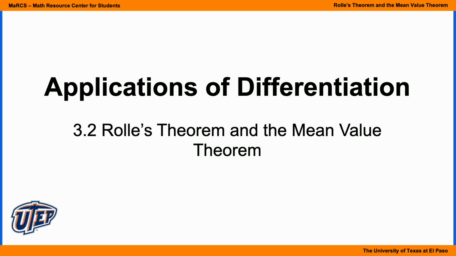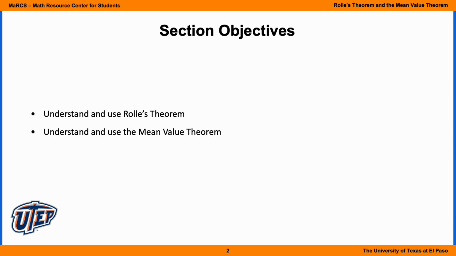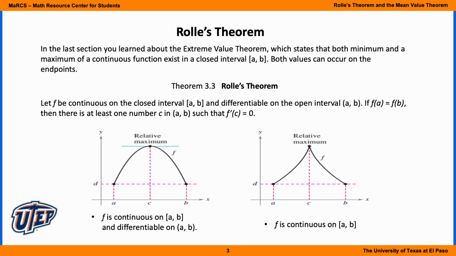Hi everybody, in this recording we'll be going over section 3.2, Rolle's theorem and the mean value theorem. Our goal is that by the end of this presentation you'll be able to use and understand Rolle's theorem and the mean value theorem. In section 3.1 you learned about the extreme value theorem, which states that both the minimum and the maximum of a continuous function exist in a closed interval [a, b]. Both values can occur on the endpoints.